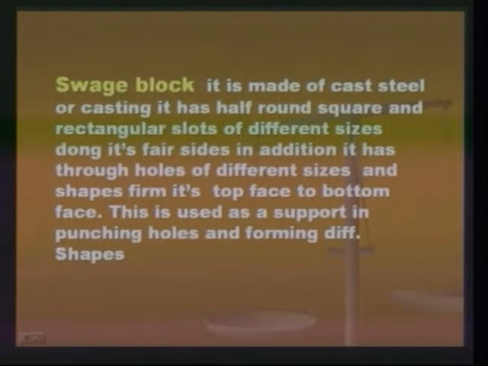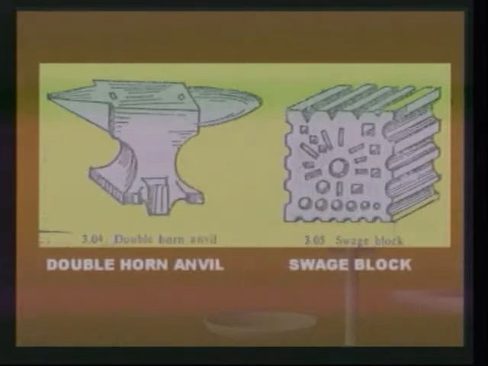This is also used as a support in punching holes and forming different shapes. The figure shows the swage block, which consists of different holes. The bottom layer has a circular hole. On the top layer, around the periphery, there are rectangular holes and different grooves. All these are helpful in changing the shape of a particular heated object during the forging operation.